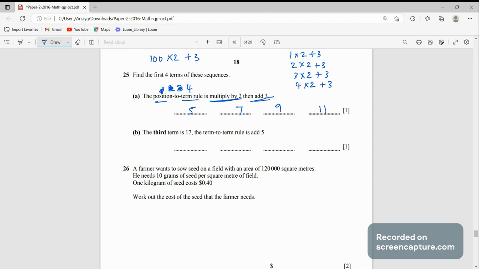Question B. The third term is 17. The term to term rule is add 5. Term to term rule is add 5 means for the next terms we are adding 5, adding 5, adding 5. So complete this, fill in the blanks. It's given third term is 17, and how to get the next term? You need to plus 5. So 22. So how can you get this term? You can minus 5 and come backwards, right? Simple. 12. Because then only 12 plus 5 you will get 17. So coming back, you do the reverse, minus 5. So what number will come here? 7. Because then only 7 plus 5 is 12. This is simple.